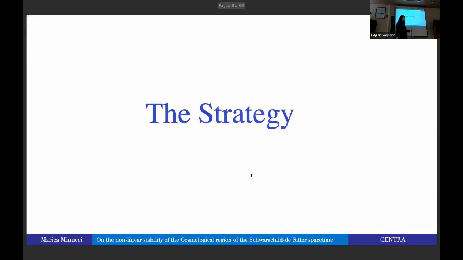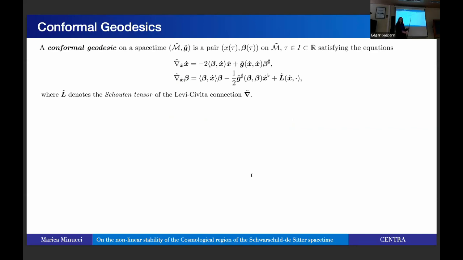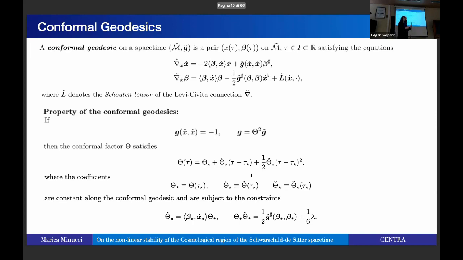So what is the strategy then? These conformal curves are called conformal geodesics. For people who are not familiar with them, a conformal geodesic is a pair of a curve and a covector that satisfy the conformal geodesic equation. These curves are conformally invariant, and the reason we are interested in them is, first of all, this property.